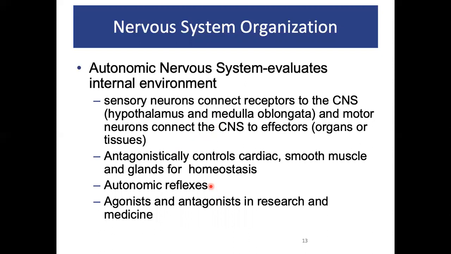And then there are agonists and antagonists in research and medicine. Agonists mimic the neurotransmitters, whereas antagonists block the neurotransmitters. So agonists are molecules or drugs that act like the neurotransmitters, and antagonists are molecules or drugs that inhibit or block the neurotransmitters.